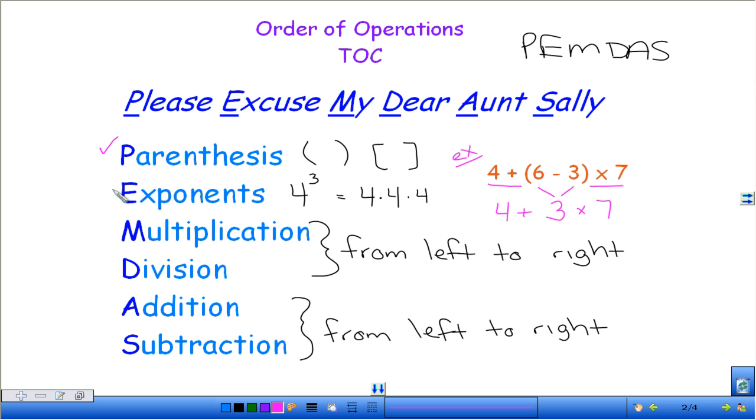The next one, do we have exponents? No, so we don't have to do exponents. Do we have multiplication or division? Yes, we need to work from the left to the right. But in this case, we only have one multiplication. We don't have any division.